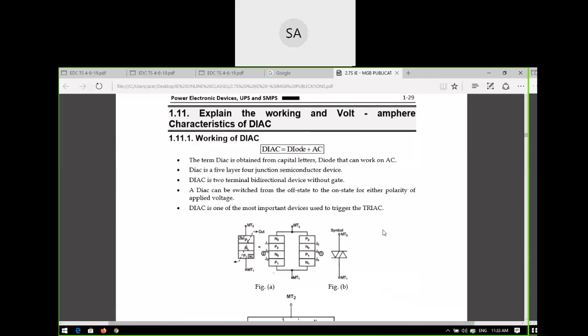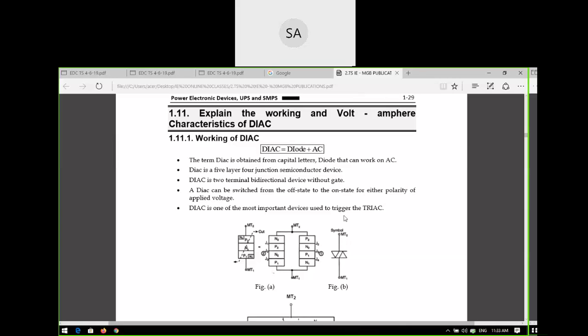Are all of you ready with the running notes? It is important to draw some circuits and circuit symbols as well as the characteristics. So I will start the class now.